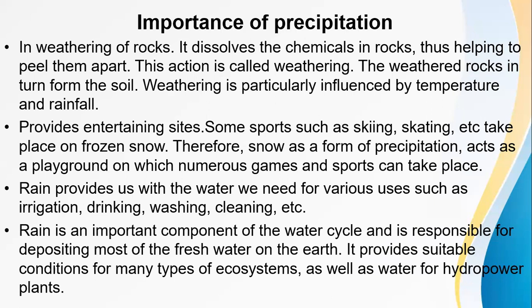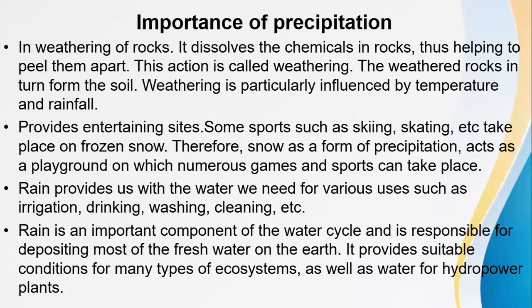The third one is that rain provides us with the water we need for various uses, such as irrigation, drinking, washing, cleaning, etc. The fourth one is that rain is an important component of the water cycle and is responsible for depositing most of the fresh water on the earth. So it provides suitable conditions for many types of ecosystems as well as water for hydropower plants. So these are just a few of the importance of precipitation.